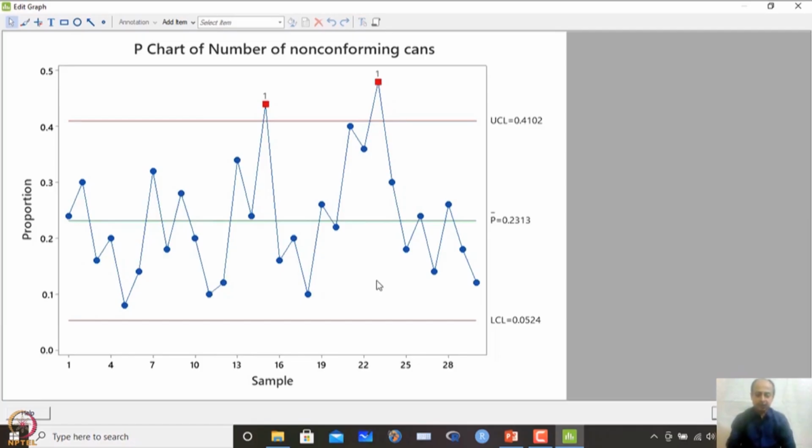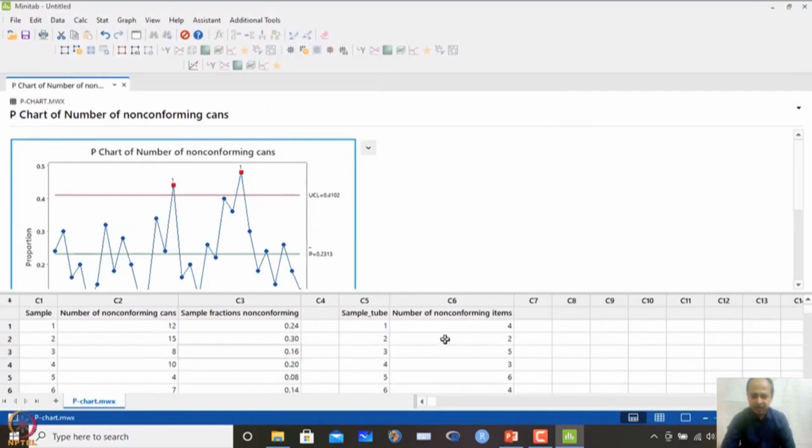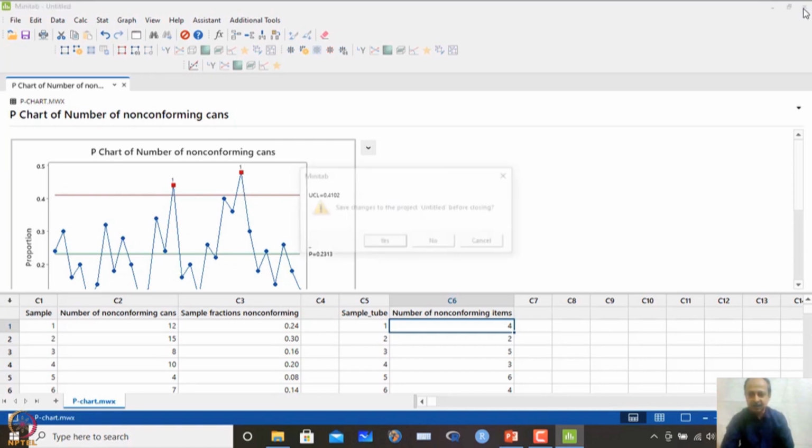Now, the problem with this is that this is proportion defectives, and if the sample size changes, we can also figure that out. This is a P chart over here. If the sample size changes, then I will have a variable UCL and variable LCL like that. So that is one aspect.